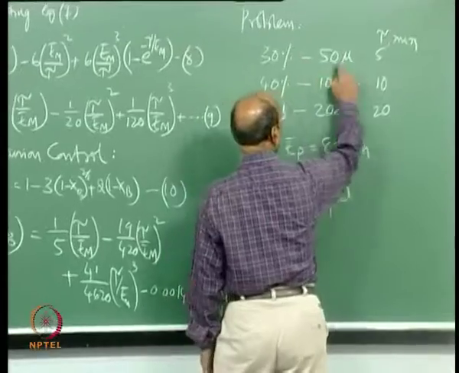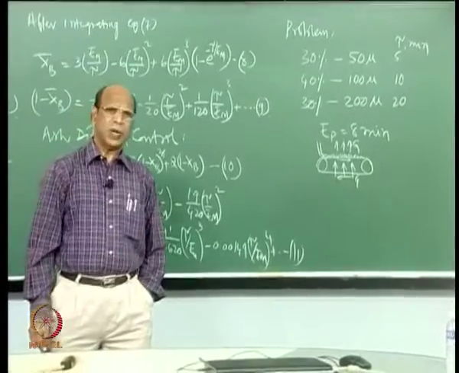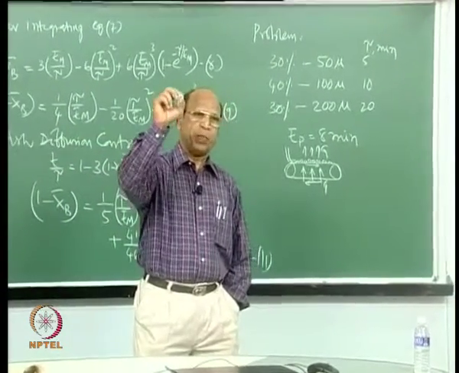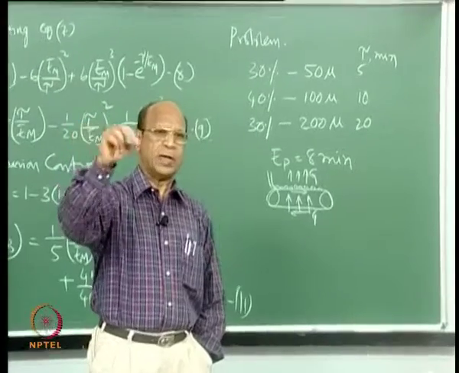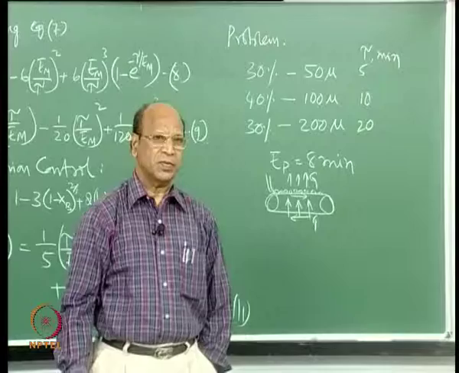Straightforward. R is proportional to tau, or tau is proportional to R. That is what I say. If you have film control, the exponent will change from 1.5 to 2 for small particles and large particles. So, that kind of situation is not here, okay.